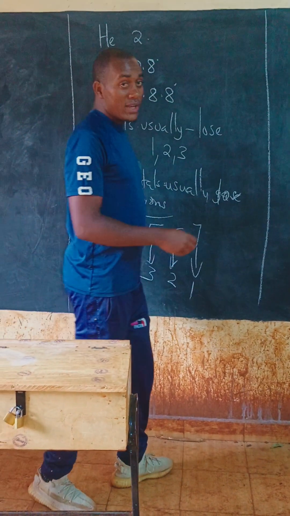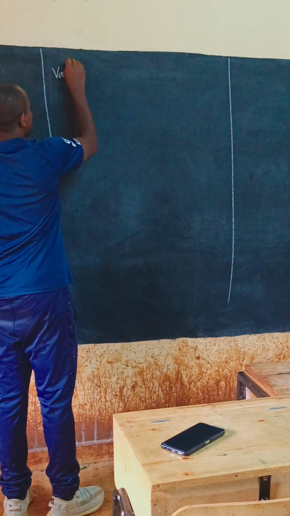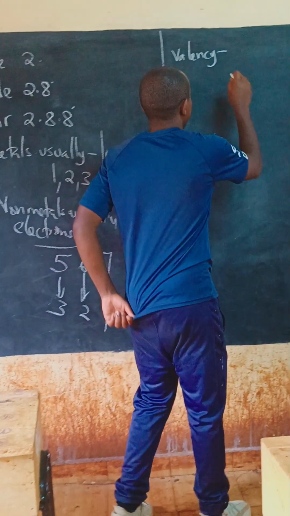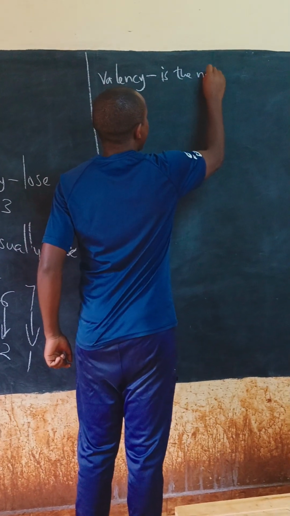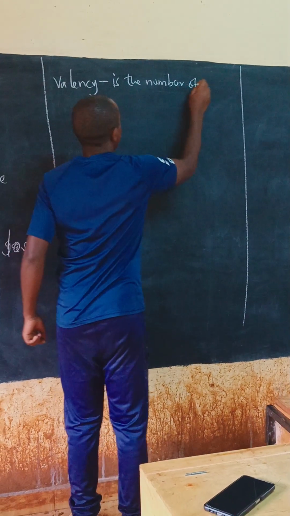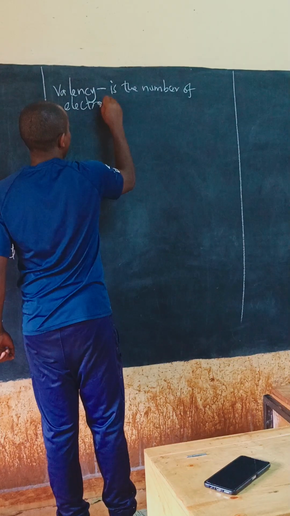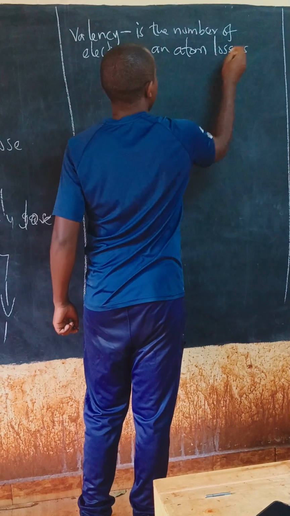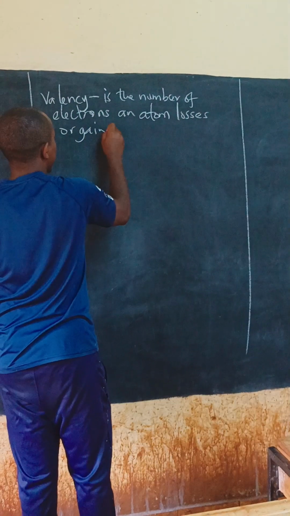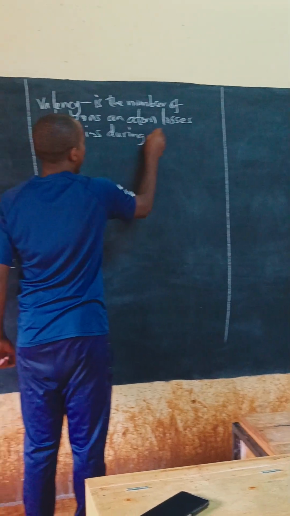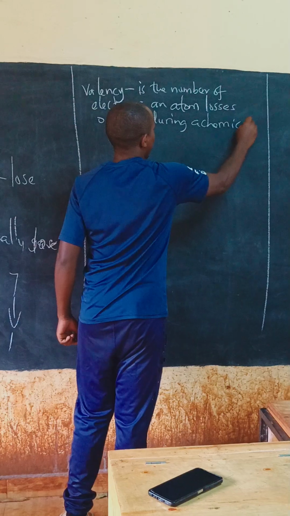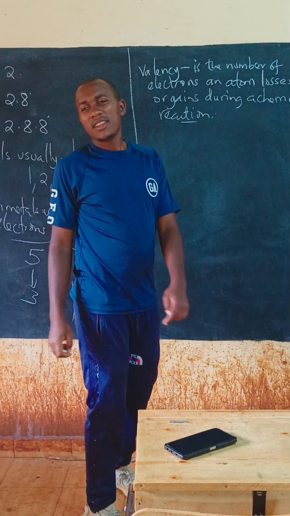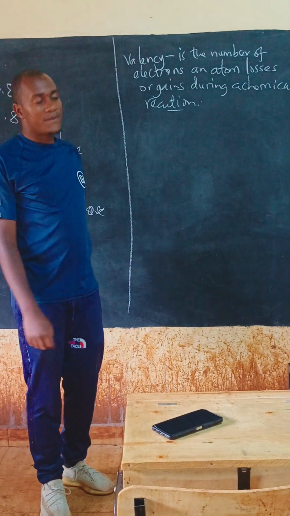So today we're going to look at valency. And so what is valency? This is very important in the study of chemistry. Valency is the number of electrons an atom loses or gains during a chemical reaction.